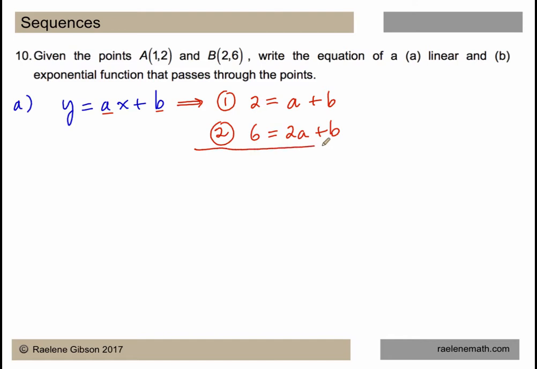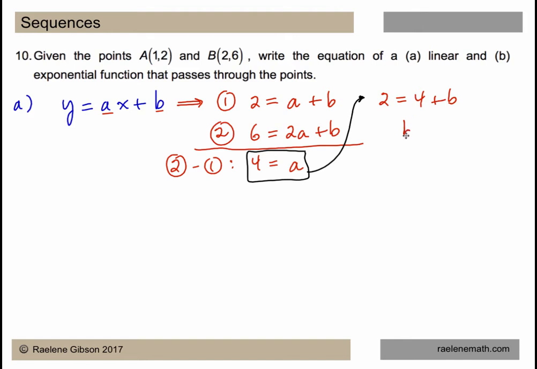And now we're going to solve the system of simultaneous equations by eliminating the b. We can do that by taking equation 2, subtracting equation 1, and 6 minus 2 is 4, 2a minus a is a, and b minus b is 0. So we end up with a equal to 4, and we can back substitute that value into either equation 1 or 2. I'm going to do it into equation 1, and then we'll get that 2 is equal to 4 plus b, and therefore b is equal to negative 2.